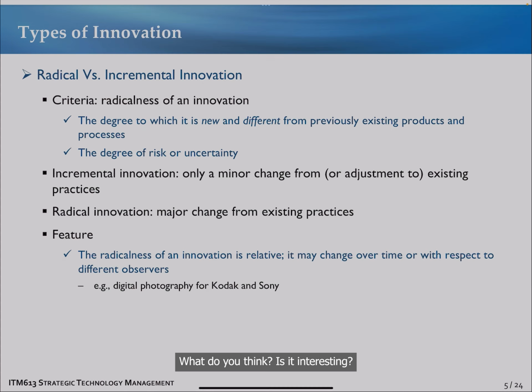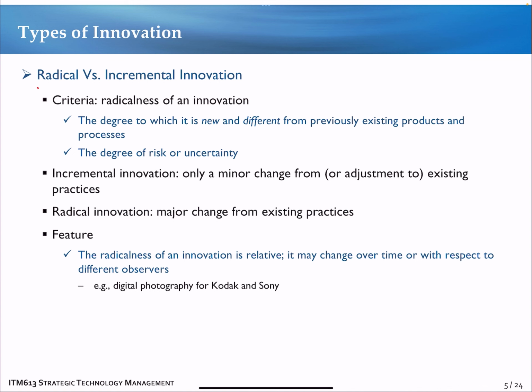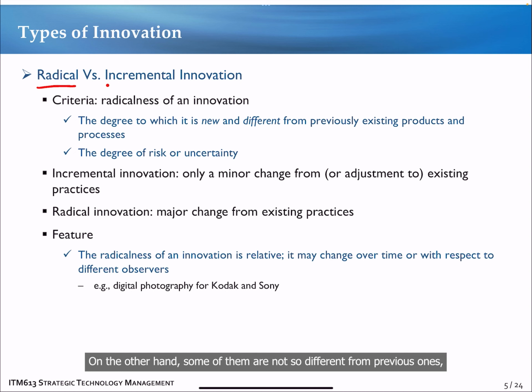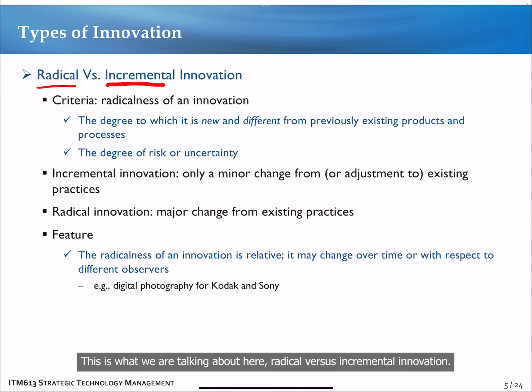What do you think? Is it interesting? Obviously, all of these are product innovations. Some of them are very new, advanced compared to previous ones, like the first iPhone or Ch.3 for the phone. In other words, they are radical. On the other hand, some of them are not so different from previous ones, just slight differences. In other words, they are incremental. This is what I'm talking about here, radical versus incremental innovation.